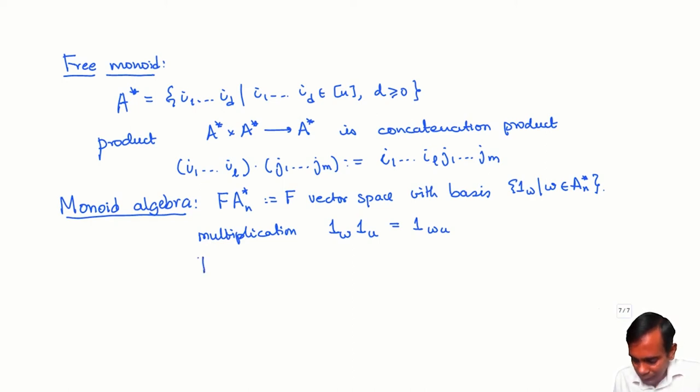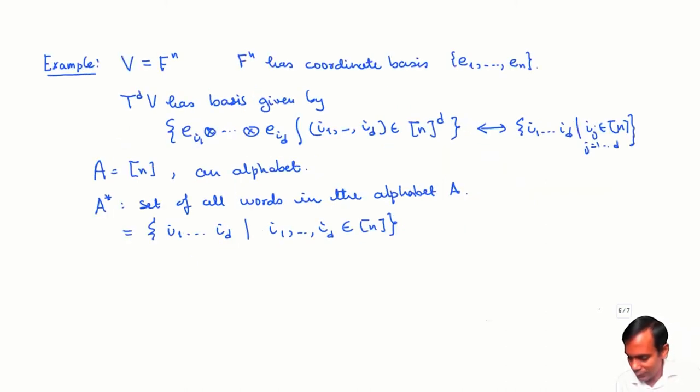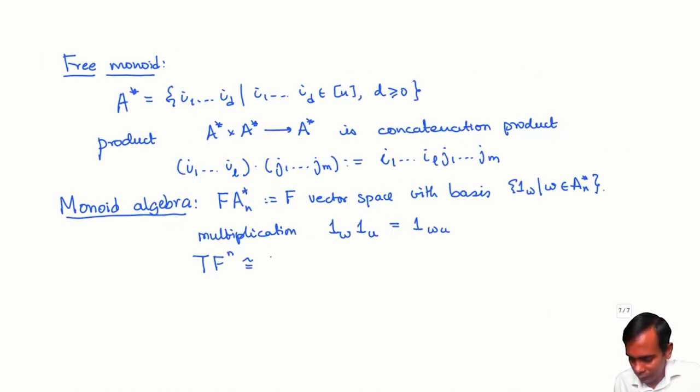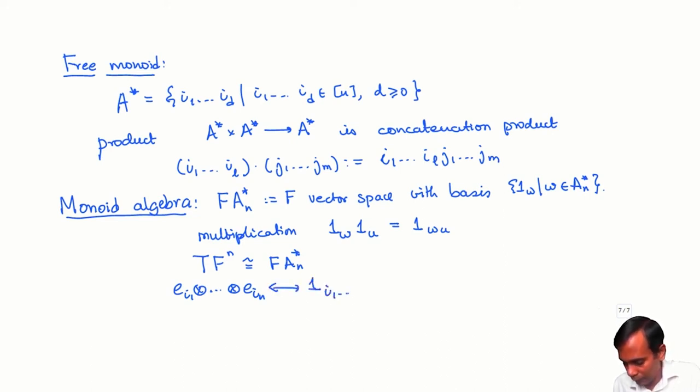And this tensor algebra T(V) of F^n that we saw on the previous page is isomorphic to F A_n star via the isomorphism e_i1 tensor ... tensor e_id goes to 1 sub i1...id. This is easy to see from the definitions. So the tensor algebra of the vector space F^n is the same as the monoid algebra of the free monoid on n letters.